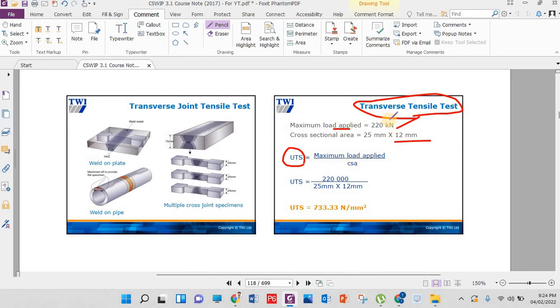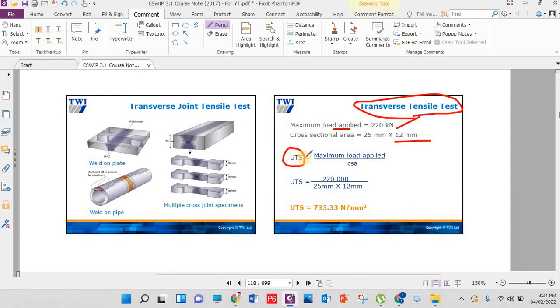But the values could be different, like he gave you 100 kilonewton of maximum load applied on a cross-sectional area of 20 by 10 millimeter, or he directly gave you 200 millimeter square. He can also give you the area directly after multiplying, or he can give you length and width separately. If he gave you the area directly, then directly put it here. If he gave you length and width, then simply multiply.